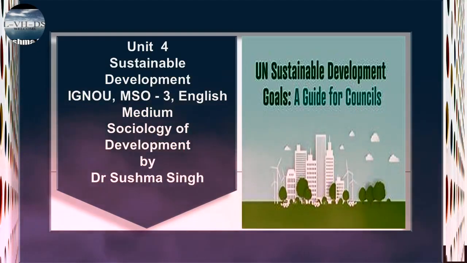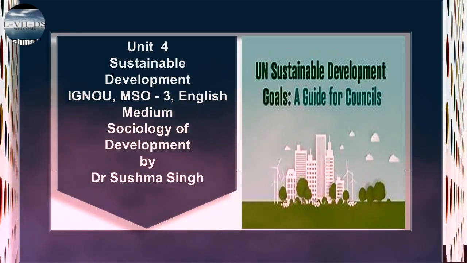The first one is sustainable development definition and meaning of the concept. The definition of the concept of sustainable development put forward in the report titled Our Common Future 1987 is: sustainable development is development that meets the needs of the present without compromising the ability of future generations to meet their own needs. It contains within it two key concepts.